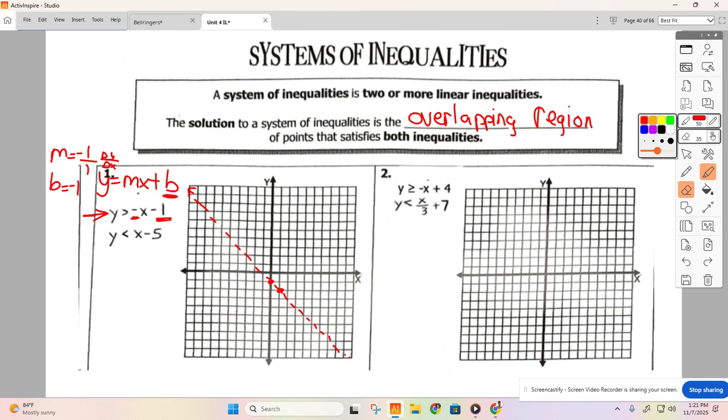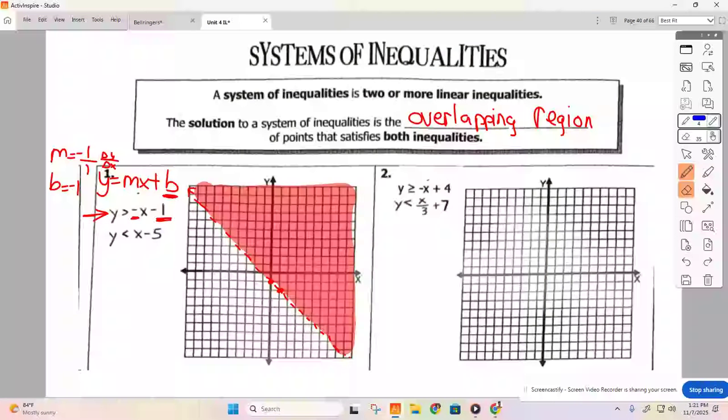This is where it's going to start to get very tricky, so I recommend, if you have colored pencils, to use colored pencils for this. Because what we're going to end up having is two graphs with two different colors, and we're looking for the overlap. So that is one of my linear inequalities. Close that Chromebook for now.